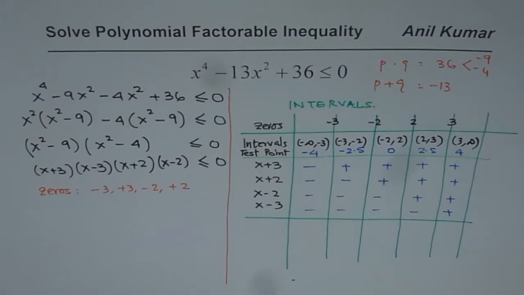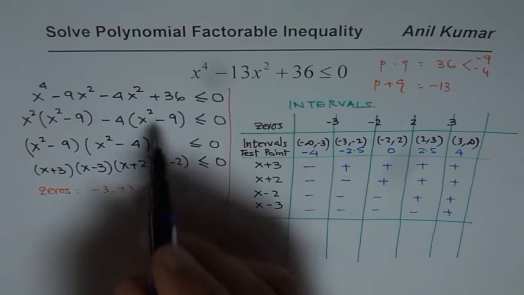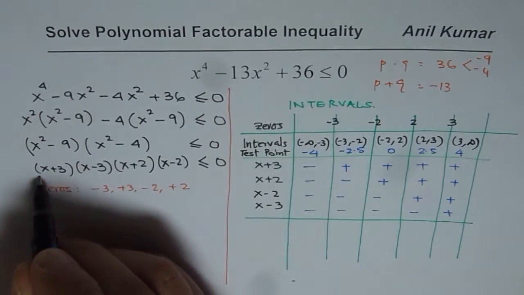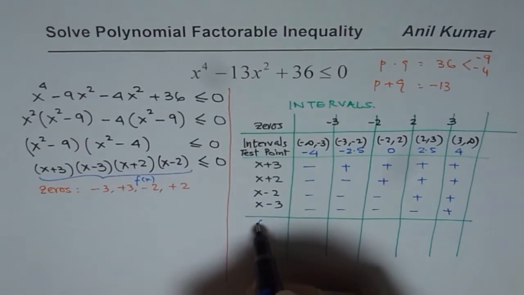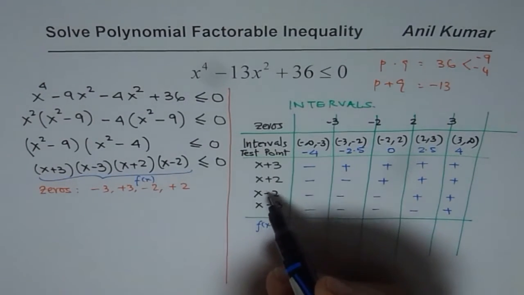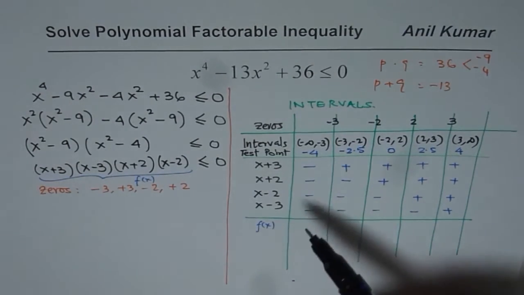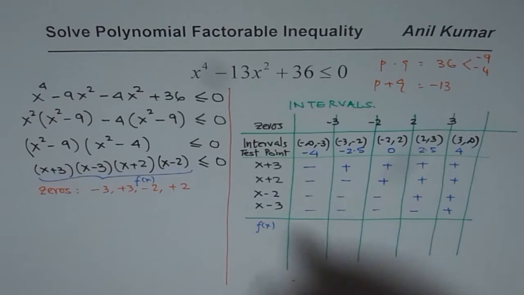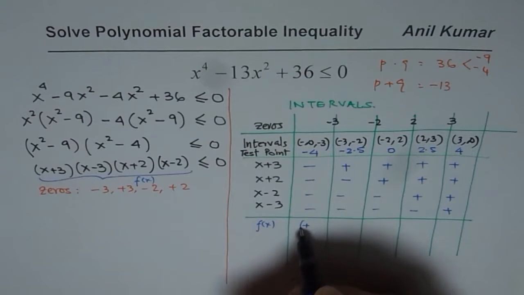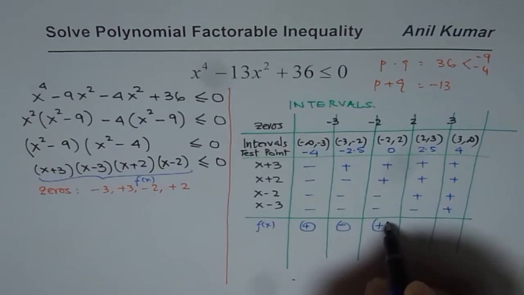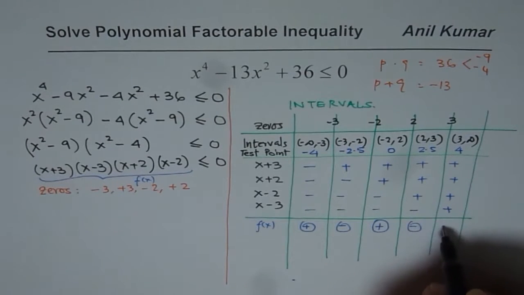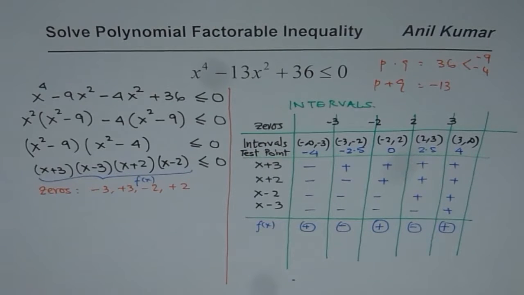Now the idea is, what is the value of this particular function? Let's call this function f of x. This particular function f of x is the product of all these. When you multiply 4 negatives, what do you get? You get a positive, correct? 3 negatives is a negative, 2 negatives, product is positive, 1 is negative, all positive means positive.